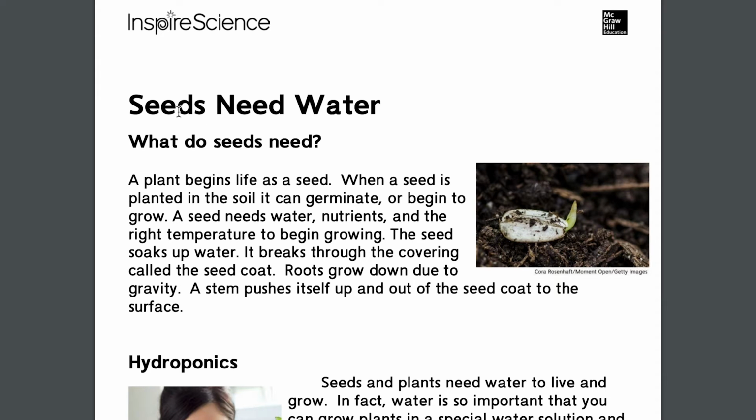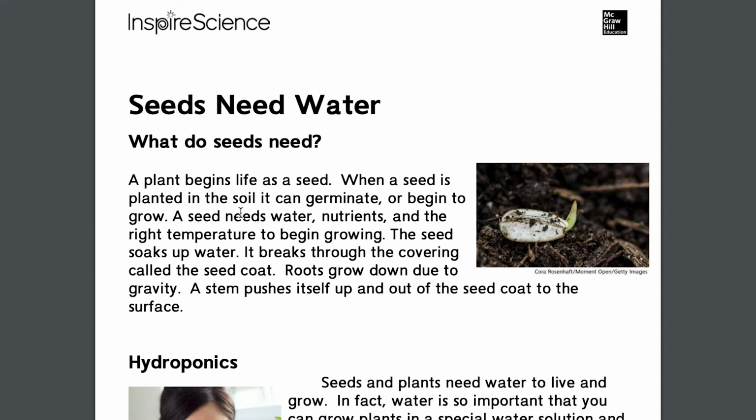Let's look at seeds and water. Seeds need water. What do seeds need? A plant begins life as a seed. When a seed is planted in the soil, it can germinate, or begin to grow. So germinate means beginning to grow.